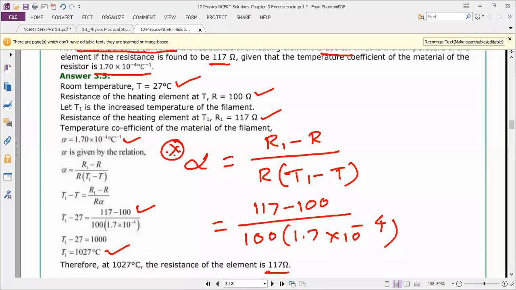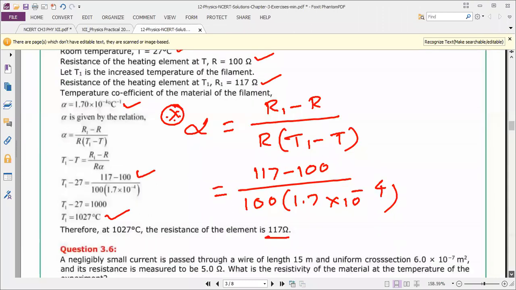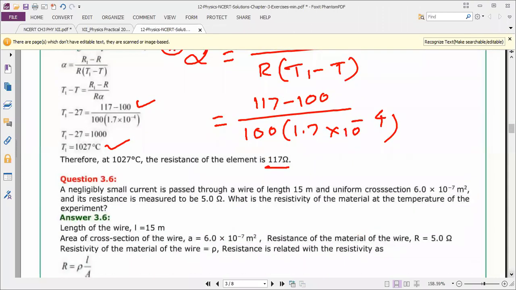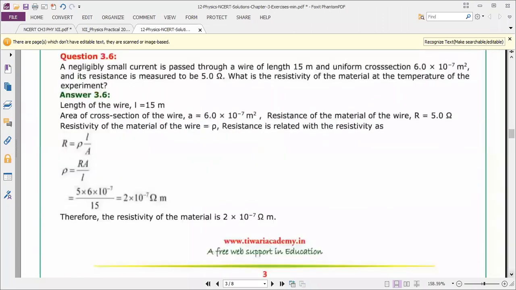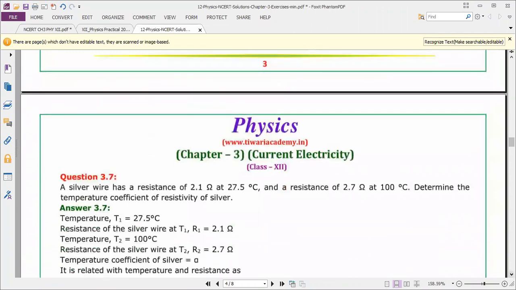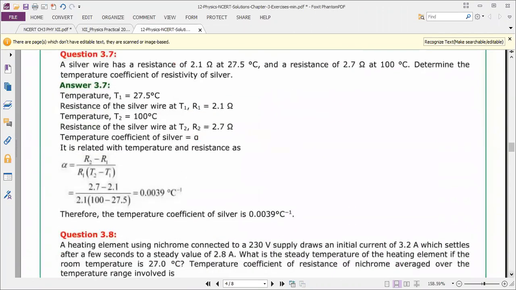Okay. So now we go for the next problem. 3.6 we already completed. Next 3.7. A silver wire has a resistance of 2.1 ohm at 27.5 degrees Celsius and a resistance of 2.7 ohm at 100 degrees Celsius. Determine the temperature coefficient of resistivity of silver.